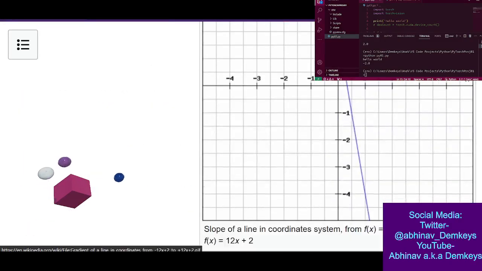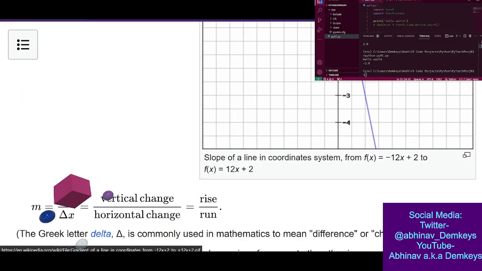Okay, so I'm still confused as to how they got this f of x equals -12 so and so so and so.